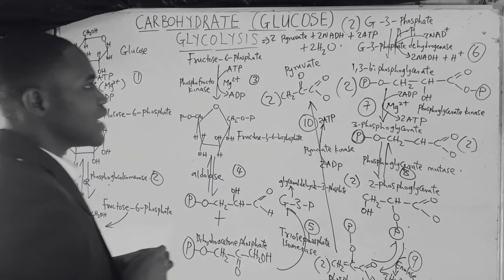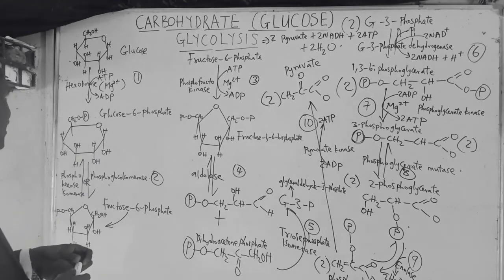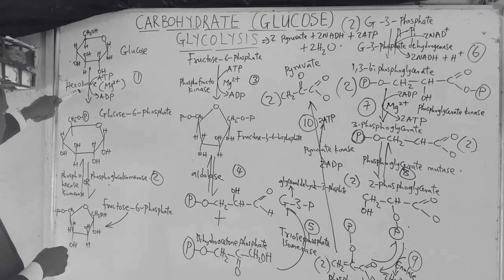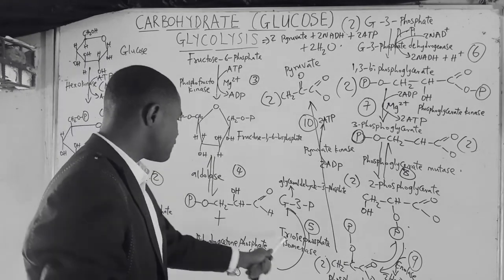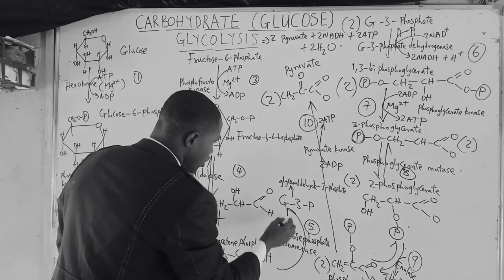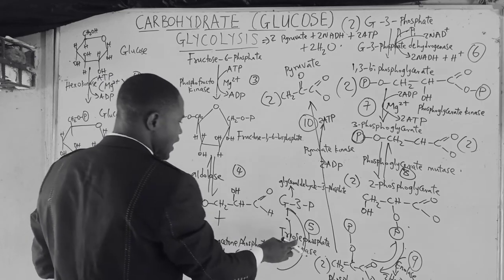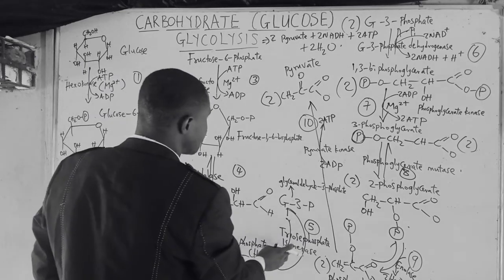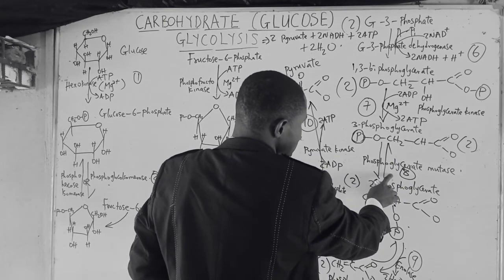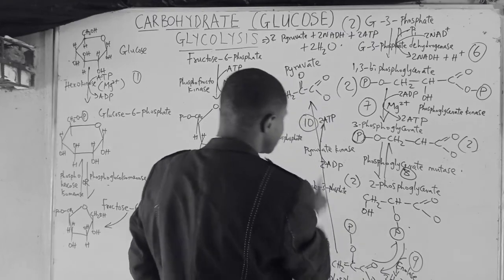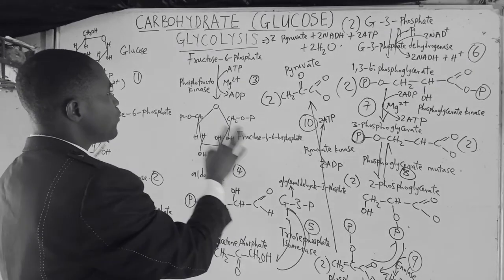Then, it is also noted that in this reaction, we have some points that are reversible and some points that are irreversible. Step 1 is irreversible. Step 2, reversible. Step 3, irreversible. Step 4, reversible. Then step 5 is reversible because this can be converted to this, and this can be converted to this by triosephosphate isomerase. Step 6 reversible, step 7 irreversible, step 8 reversible, step 9 reversible, step 10 irreversible. So you have to take note of the points that are irreversible, and also the points that are reversible.